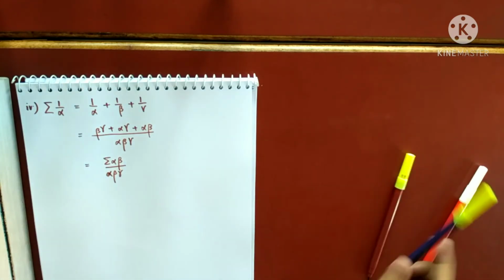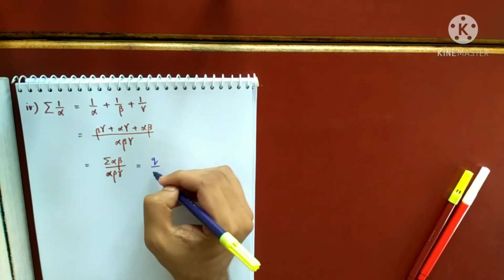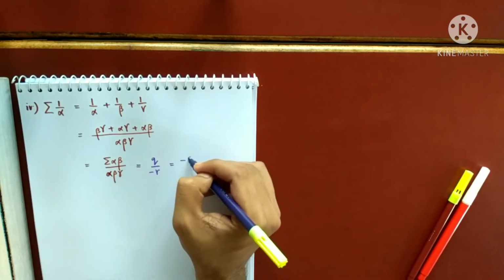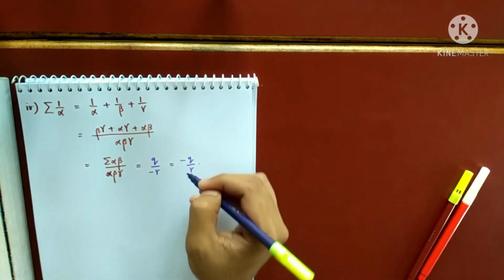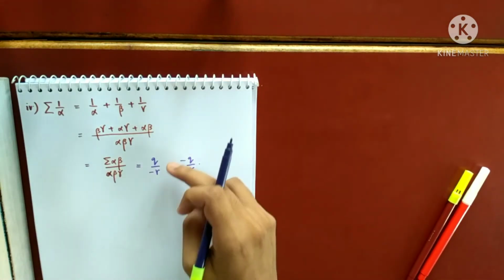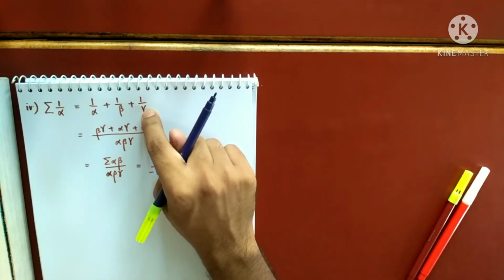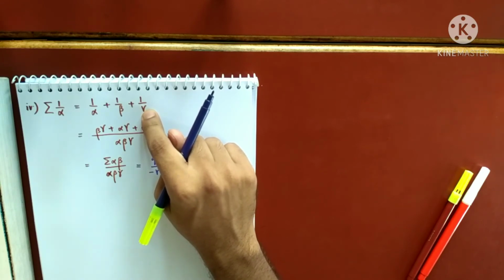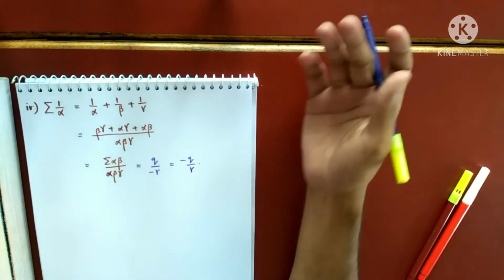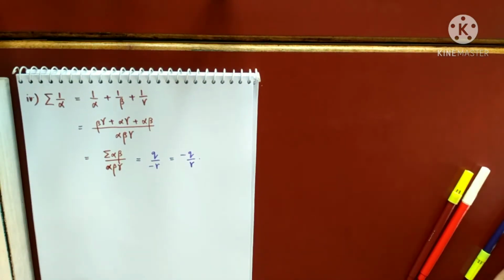And what is my answer? Summation alpha beta is Q and summation alpha beta gamma is minus R. So, minus Q by R. I'm assuming that R is not 0, otherwise this will be undefined. So I am assuming that none of the roots is 0, because if any of the roots is 0, then this gets undefined. So finding the sum does not mean anything. Okay, so we are assuming that R is not 0, that means there is no 0 root.